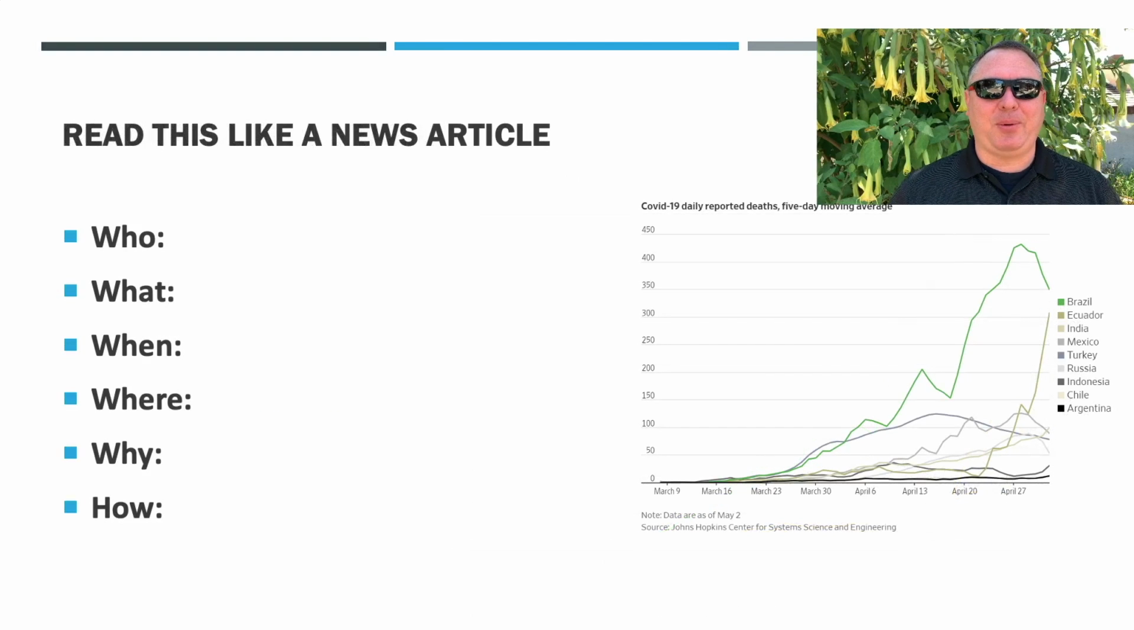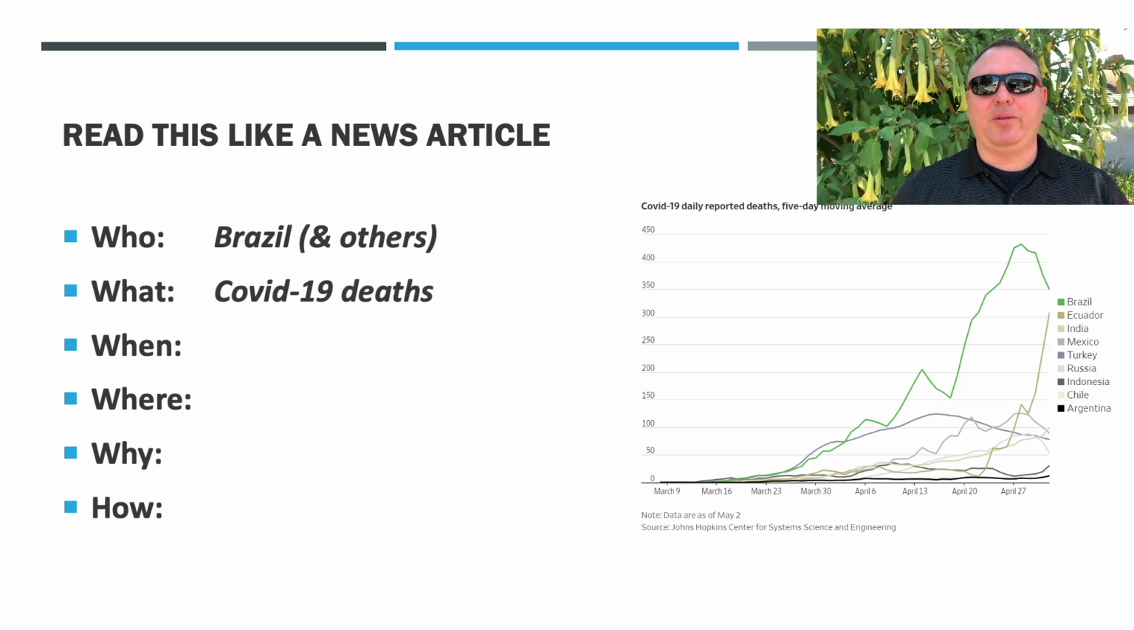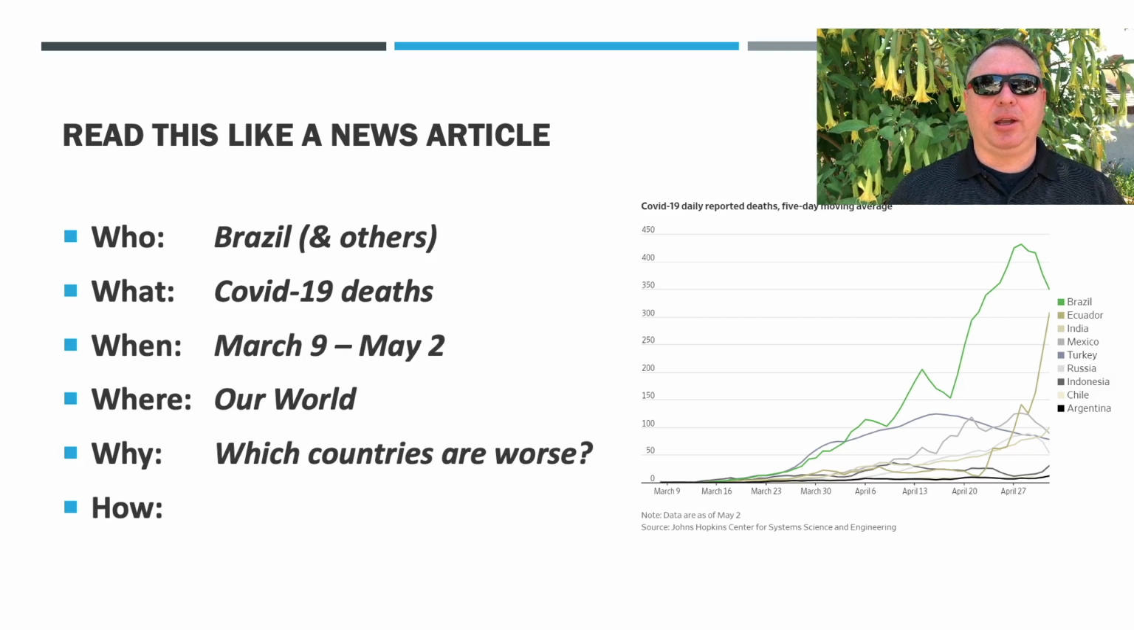Like a good newspaper article, data needs to be interpreted to give us the 5 W's. Who, what, when, where, why, and if possible, how. What would that be for this article? Who? It's Brazil and others. What? It's COVID-19 deaths. When? March 9th through May 2nd. Where? Countries in our world. Why? To know which countries are worse. And how? Well, we're going to have to read the article to find out.